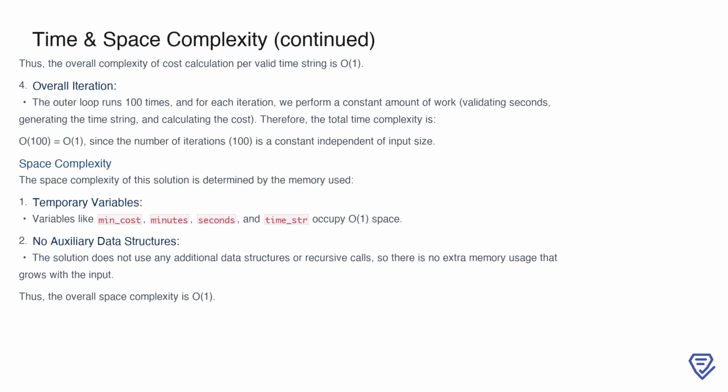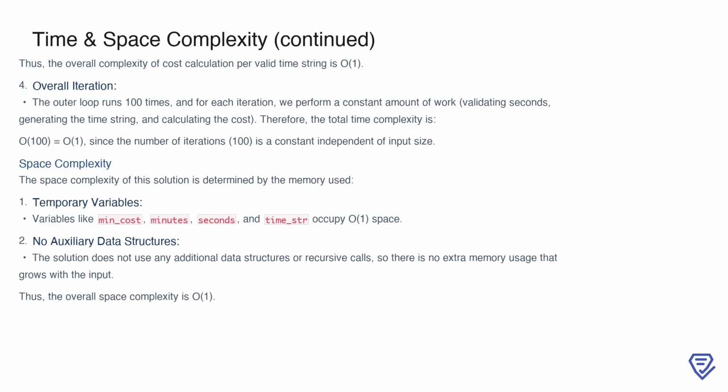Now that we understand the individual steps, let's look at the overall time complexity. The outer loop runs for 100 iterations, and for each iteration, we perform constant time operations, including seconds validation, time string generation, and cost calculation. Multiplying the number of iterations by the constant work for each gives us O(100), which simplifies to O(1), as the number of iterations remains fixed and independent of the input size.